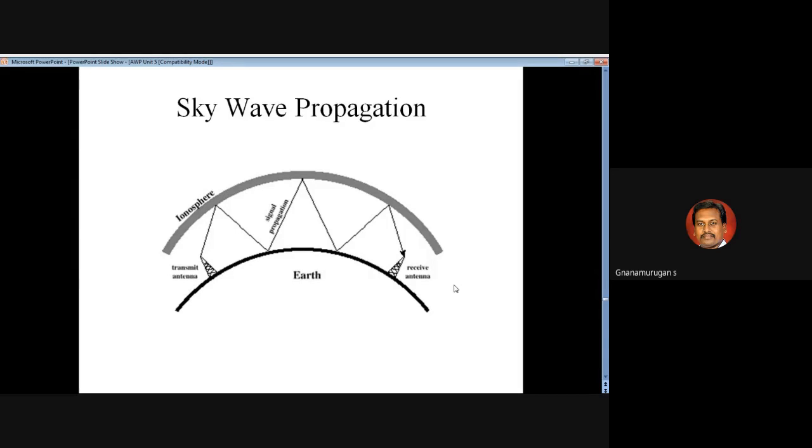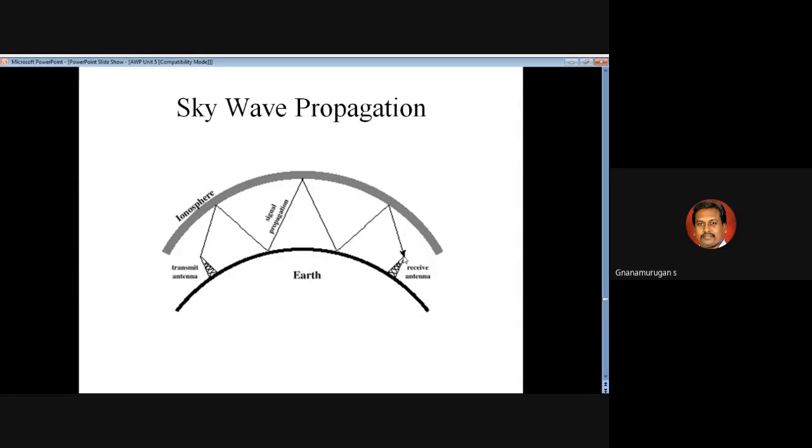So skywave propagation. What is the main concept of skywave propagation? You can transmit the electromagnetic waves for long distance communication, using only two antennas, one for the transmitter side and one for the receiver side. That is the difference between ground wave and skywave propagation. In ground wave propagation you use multiple antennas, and in skywave propagation you use two antennas for the transmitter side and the receiver side.